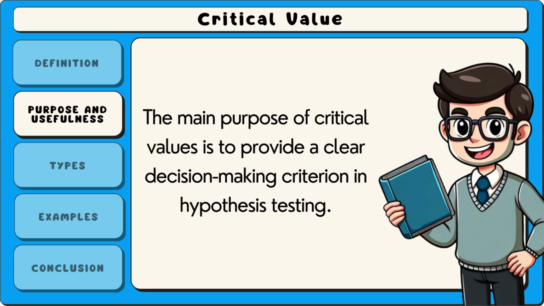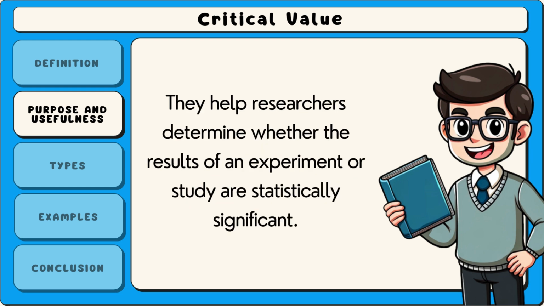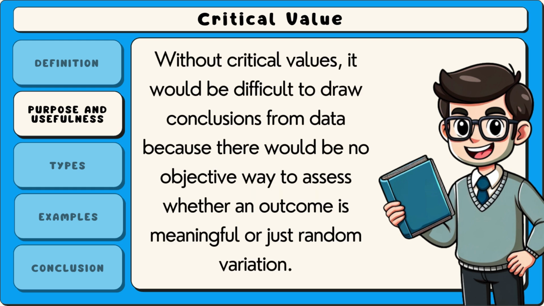The main purpose of critical values is to provide a clear decision-making criterion in hypothesis testing. They help researchers determine whether the results of an experiment or study are statistically significant. Without critical values, it would be difficult to draw conclusions from data because there would be no objective way to assess whether an outcome is meaningful or just random variation.